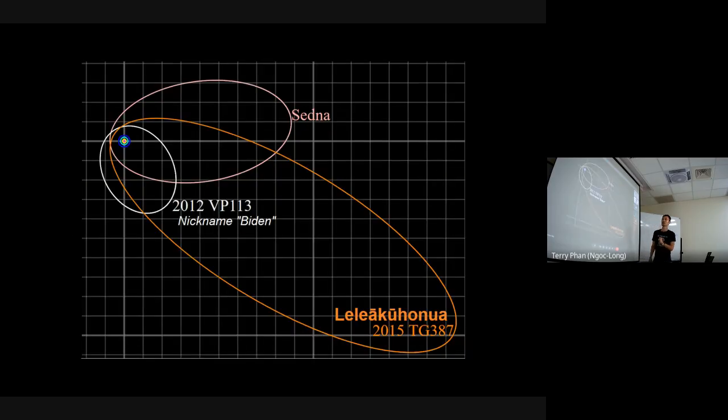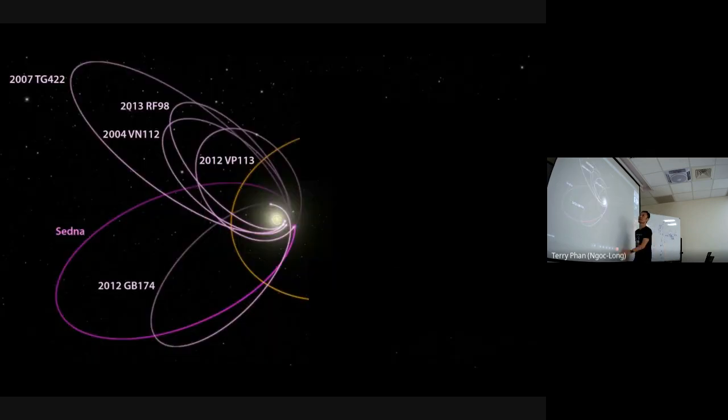And not just that, people found more elongated distant objects. For example, this one, Leleākūhonua. Its orbit is elongated, not touching Neptune. And then this one, its orbit is elongated, not touching Neptune. So who put up these objects? And even more, nowadays a lot of other types of objects have elongated orbits, not touching Neptune.